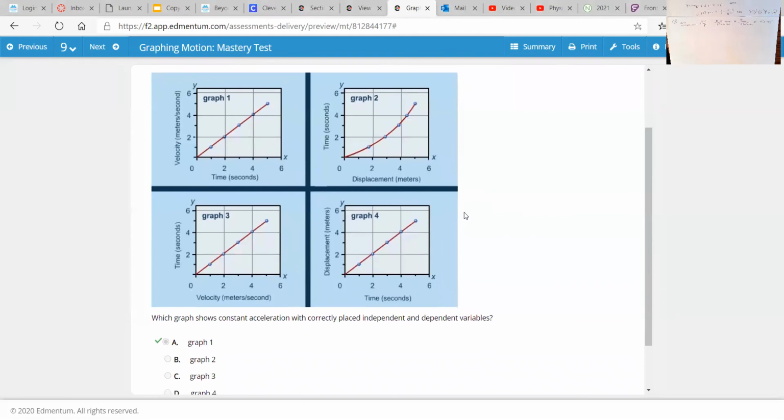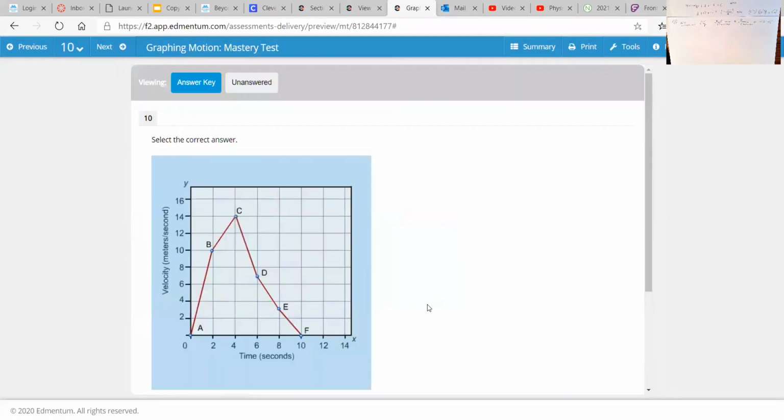Which graph shows constant acceleration with correctly placed independent and dependent variables? Constant acceleration would be a positive, or well, it doesn't have to be positive, but these are all positive. A straight line on a velocity versus time graph for graph one. That's true. Time versus displacement, that doesn't really make sense. Graph three, that's not correctly placed variables, and then displacement versus time, that's constant velocity. So on a velocity versus time graph, the constant slope is constant acceleration. So graph one is the answer.